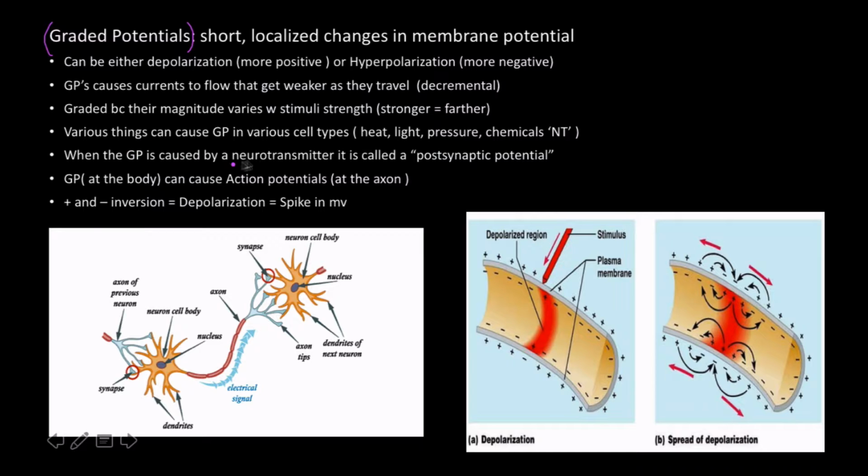When a graded potential is caused by a neurotransmitter, we call that a postsynaptic potential. So right here is a synapse. And right here after the synapse, we call that a postsynaptic potential, okay? And again, it can be a depolarization or hyperpolarization. Both of these are forms of graded potentials. Graded potentials happen at the body, right here, and they can lead to action potentials being generated at the axon. But I want to really stress the fact that graded potentials happen at the body, and the action potential is not generated at the body. The action potential is generated at the axon hillock, or specifically at the axon, okay?